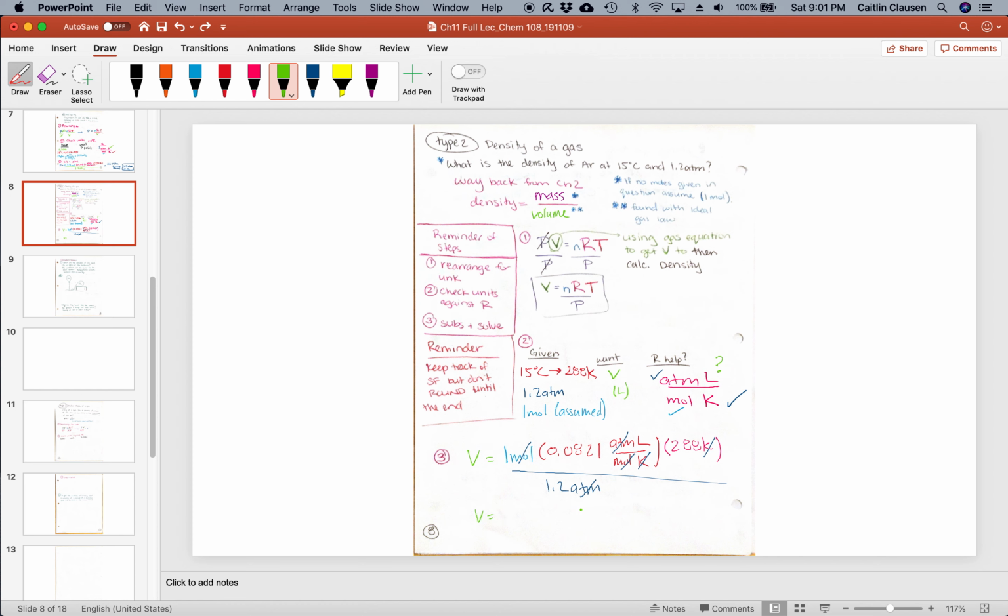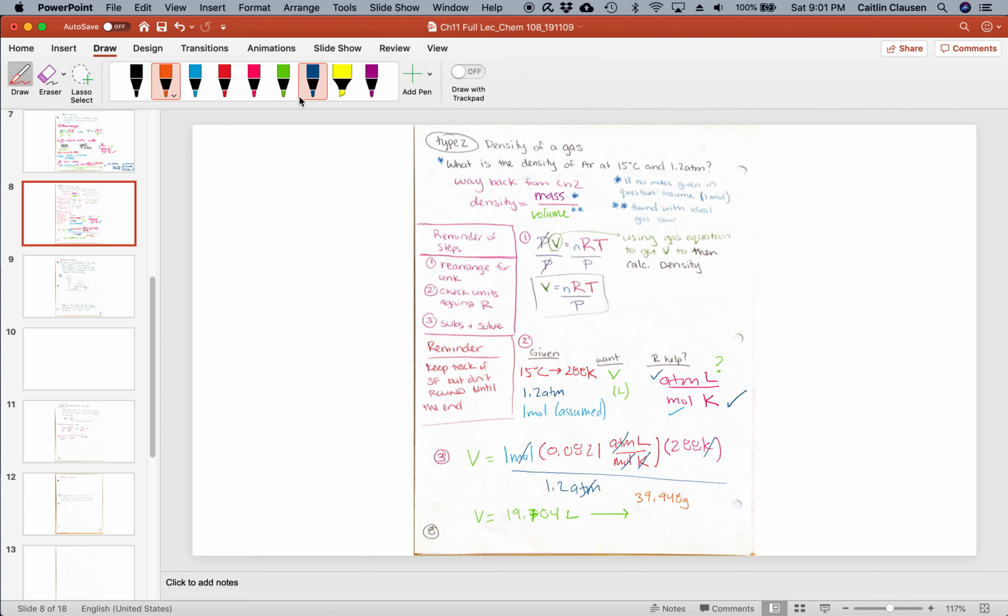Hold on, I skipped a step. I get 19.704 liters. So that's the volume right there. If I look at the periodic table, I will see that the molar mass of argon is 39.948 grams. It's grams per mole, but I only have 1 mole, so the moles would cancel and I'm left with grams.